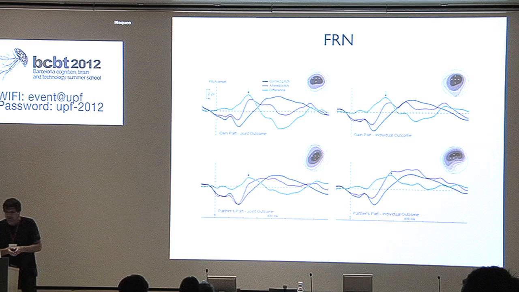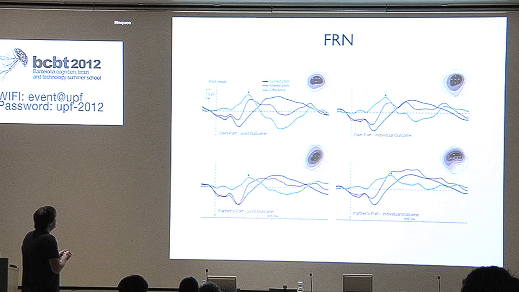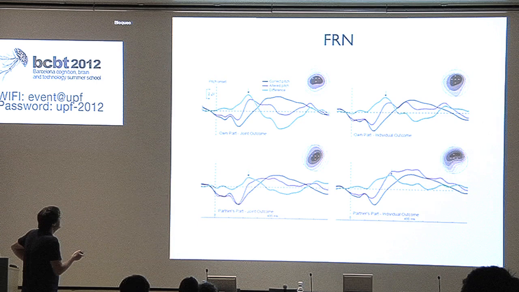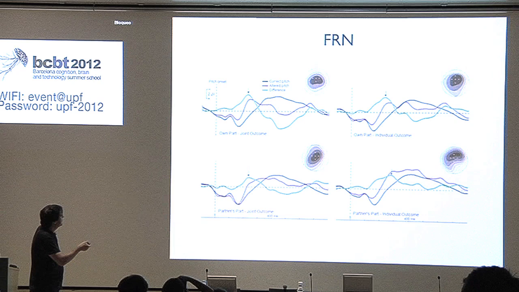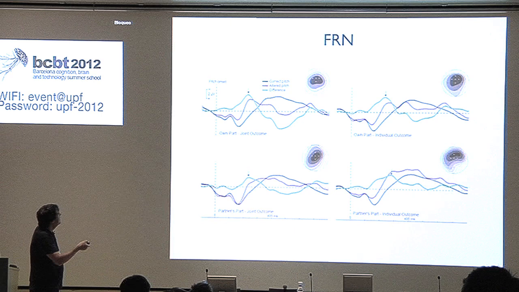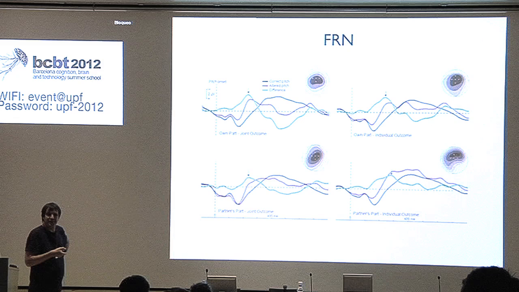Okay. So here you see, we are now going to look at EEG components. And basically, at four conditions. So either the own part could be altered, or the partner's part could be altered, and it could have implications for the joint outcome or the individual outcome. Okay, remember that was our four conditions.